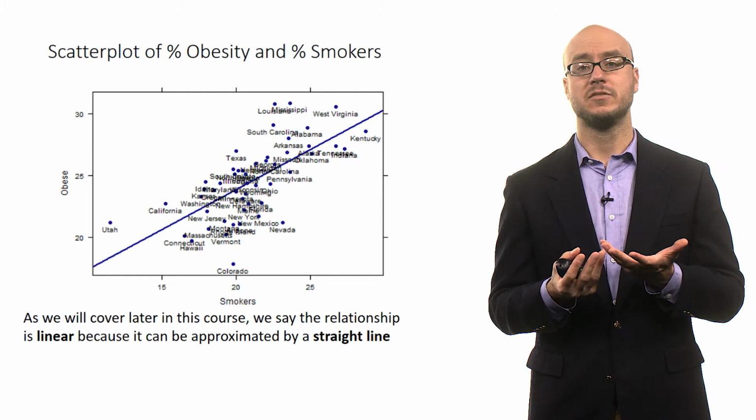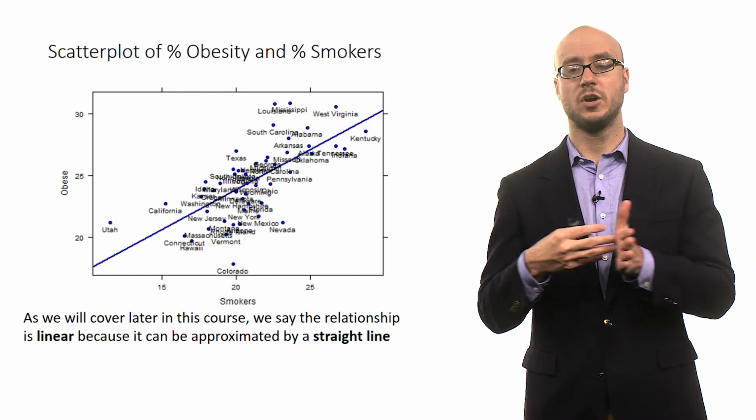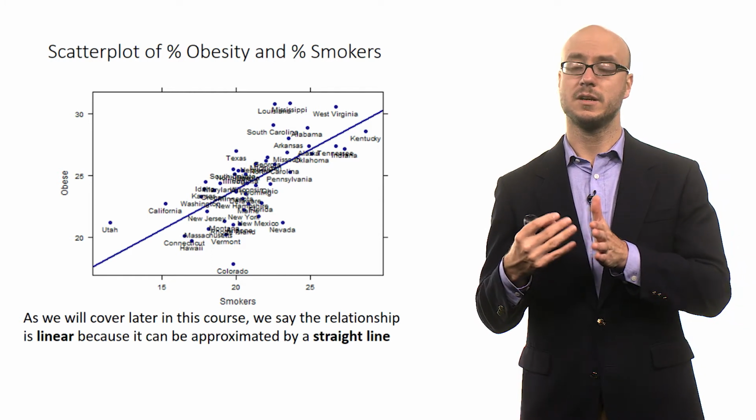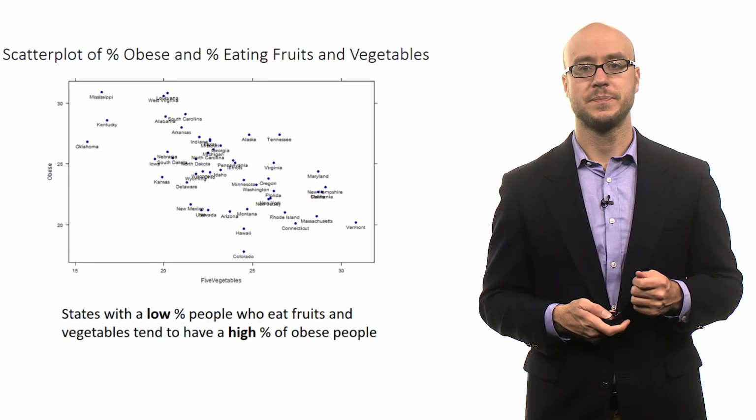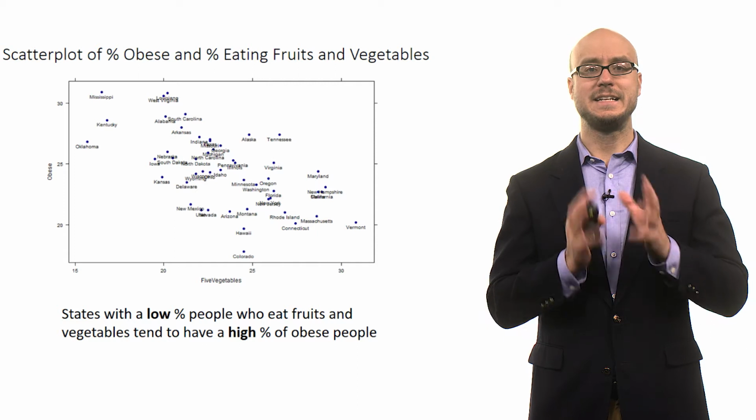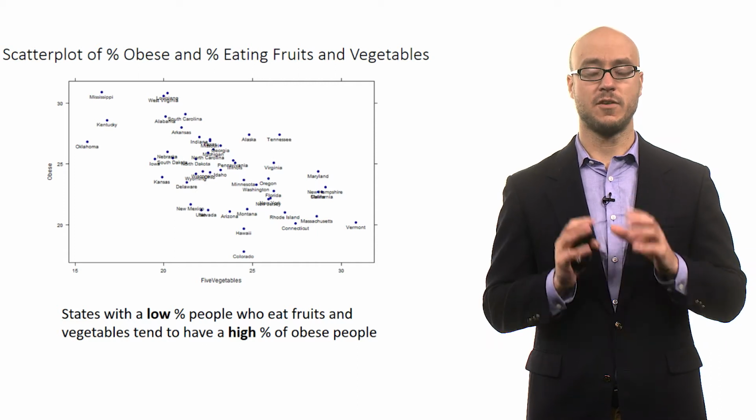And it's positive because these two variables go together, they increase together, and equivalently they decrease together. So we say that there's a positive linear relationship. Let's look at a different set of variables from our data set.